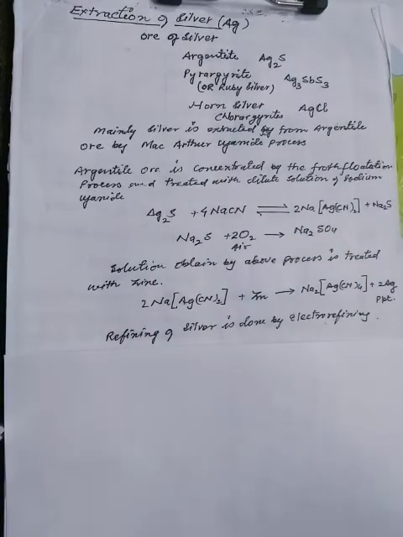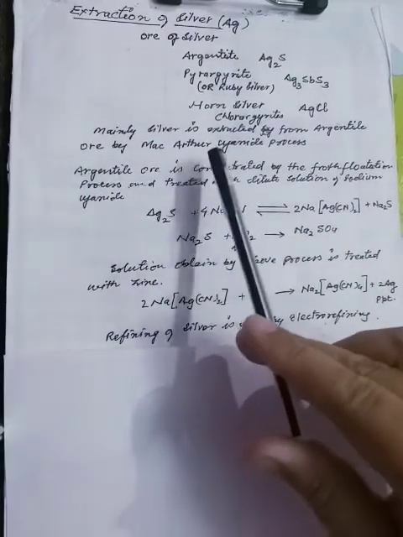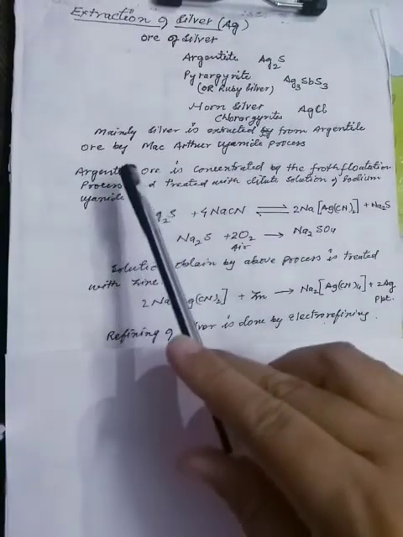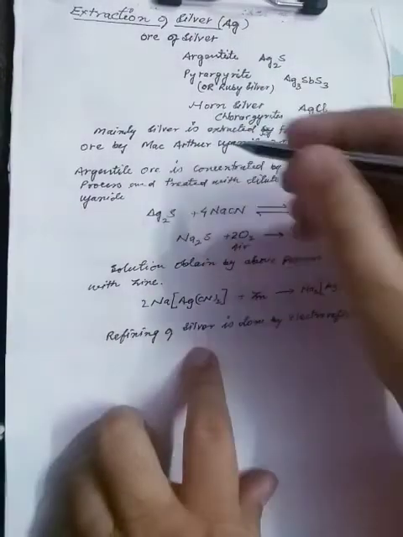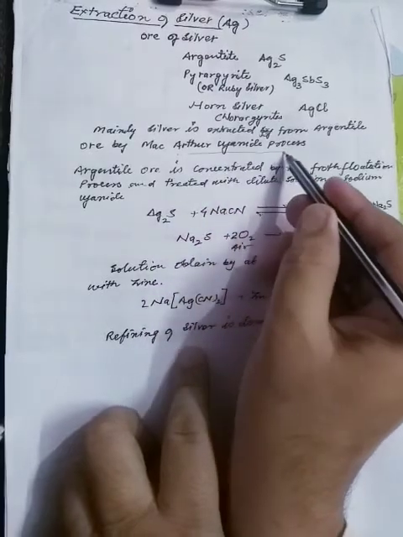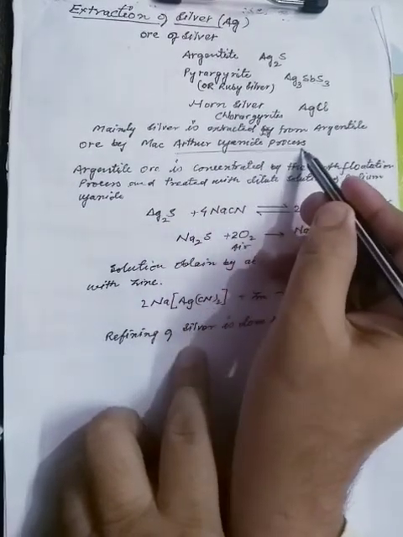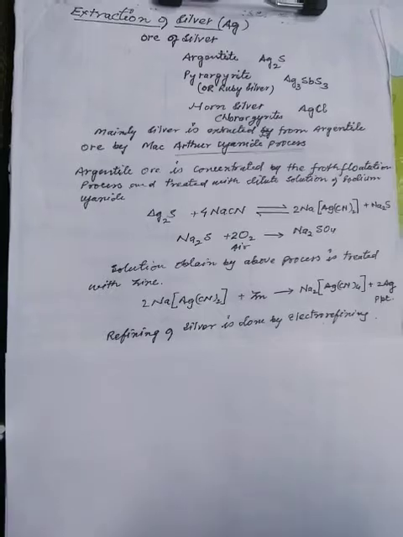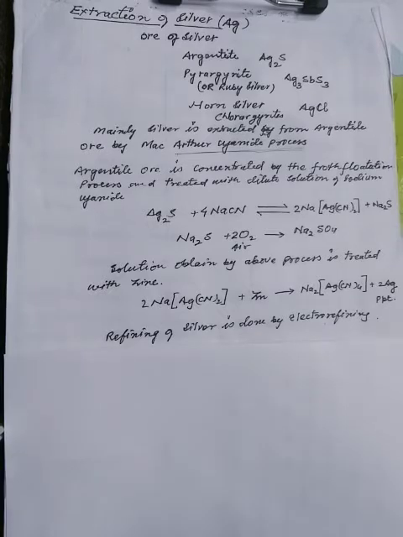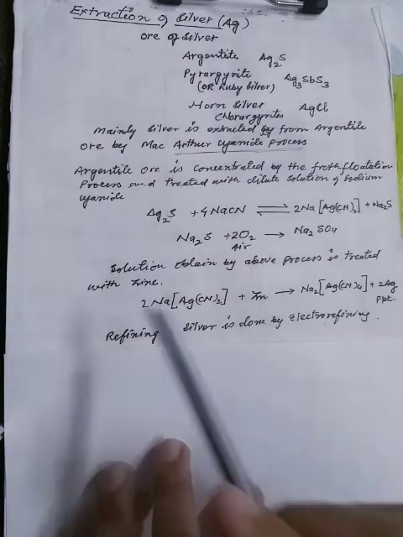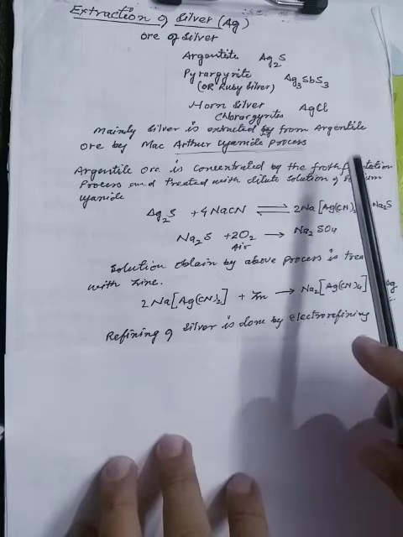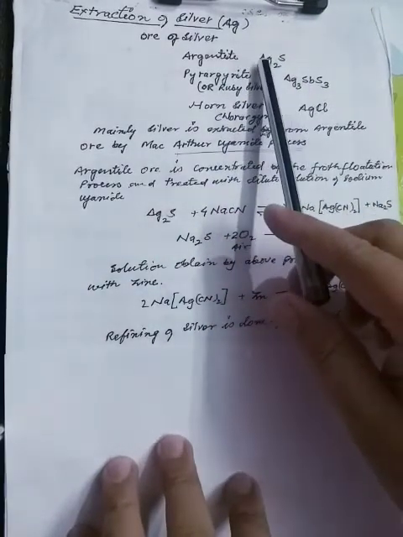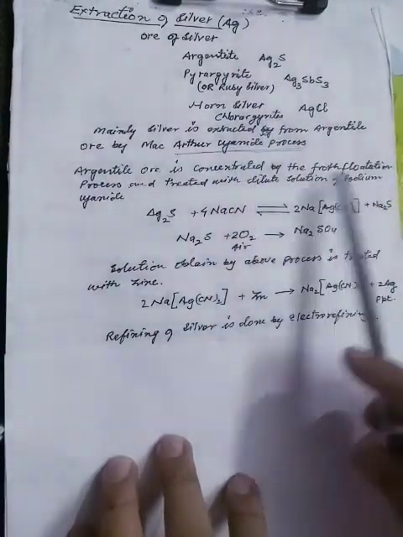Now mainly silver is extracted from argentite by which process? The MacArthur cyanide process. Keep in your mind, this is a very important name. Now the argentite ore is concentrated by the froth flotation process. Why the froth flotation process? Because it is a sulfide ore. So for sulfide ores we usually use the froth flotation process.